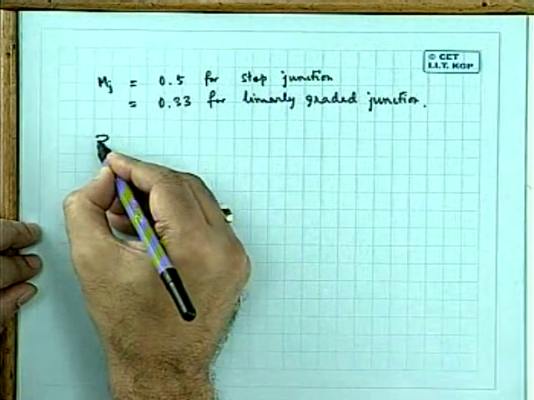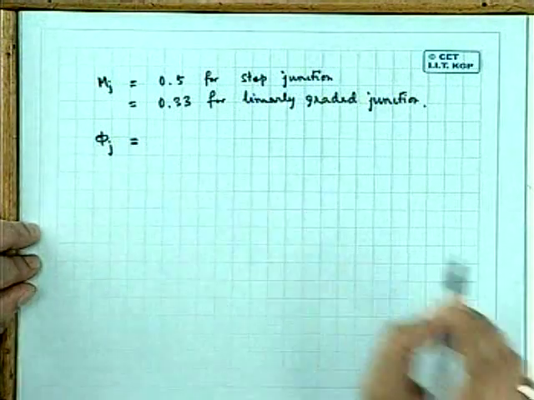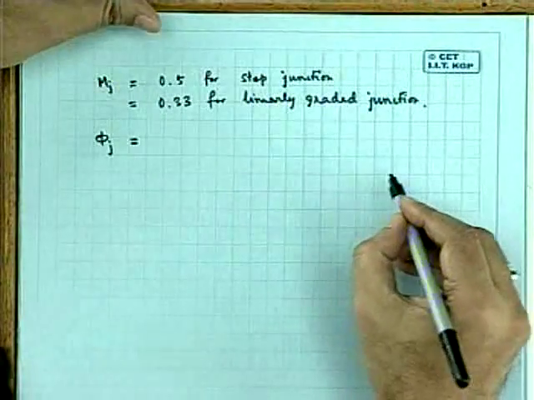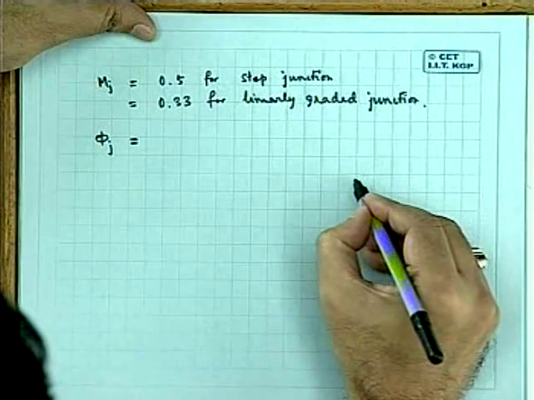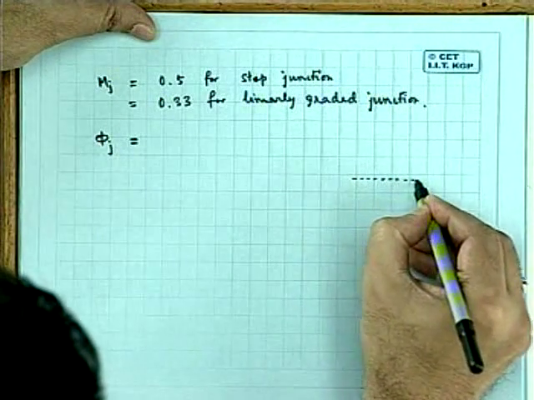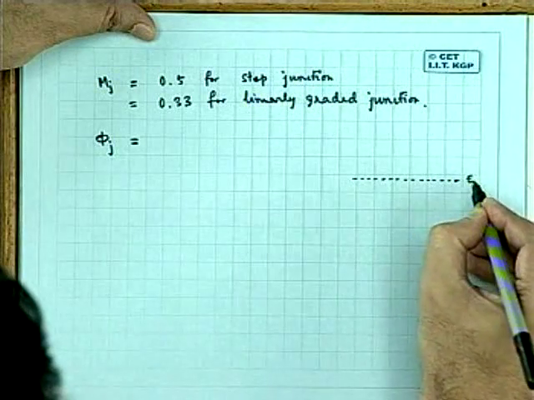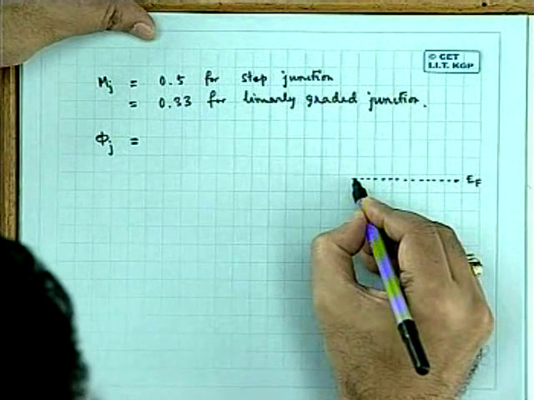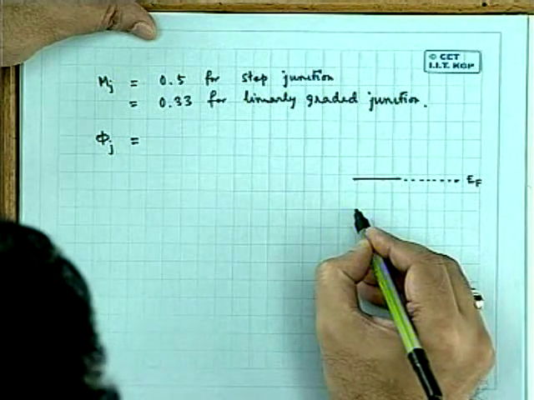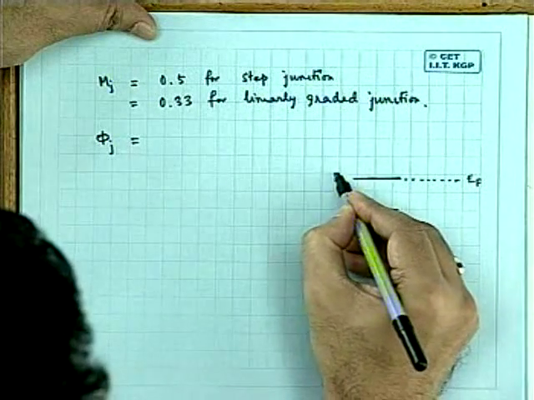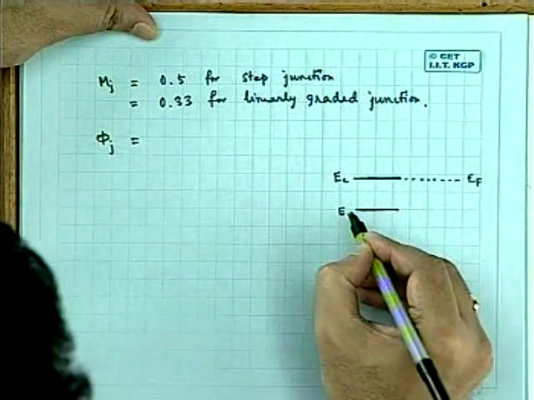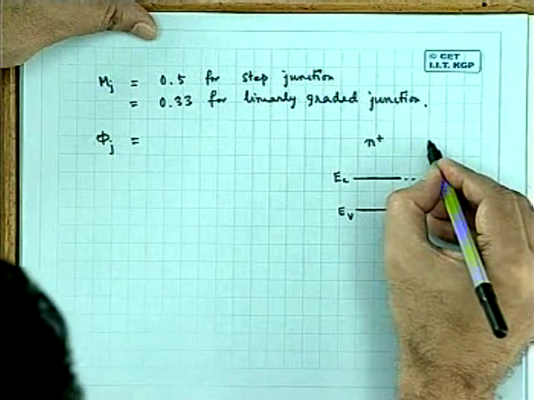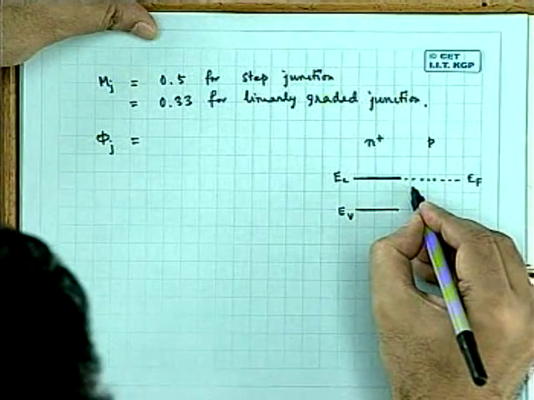And the phi j value for an N plus, because you note that this is an N plus P junction. In the case of an N plus P junction, you can easily draw what will happen. EF is continuous at zero bias. In the N plus side, I can approximate the band diagram like this. This is EC, this is EV. So this is the N plus side. And in the P side, which is the substrate, it will be something like this.